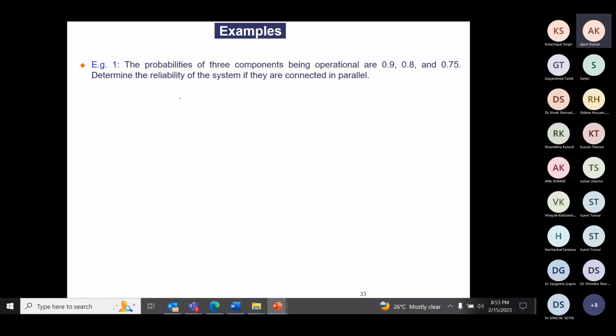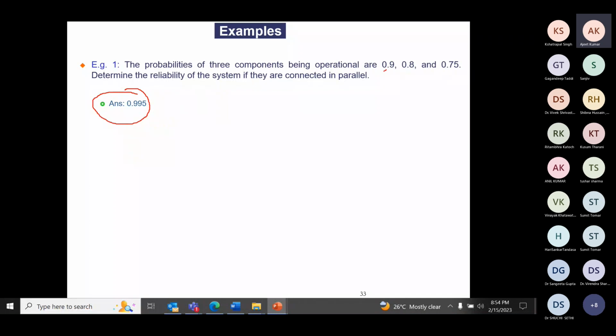So this is the probability of component C being operational. Now I have taken the same question as earlier: 0.9, 0.8, 0.75, and then in parallel. What is the result? 1 minus 0.9 into 1 minus 0.8 into this much. It will come to this much. Calculate it, we don't have time. Now you can see here the reliability of this system, where the same components are in parallel. So reliability is 0.995.